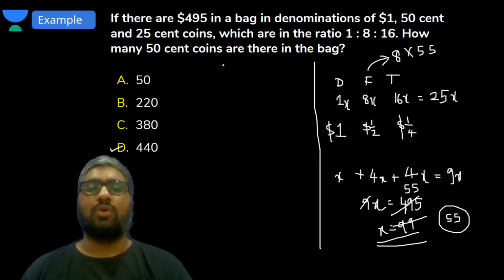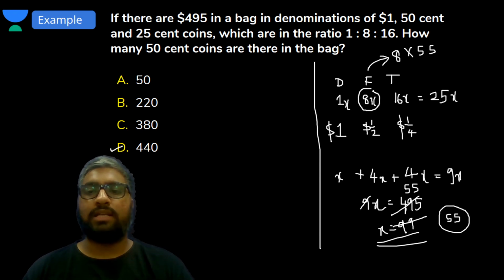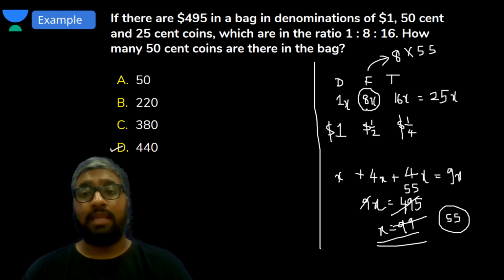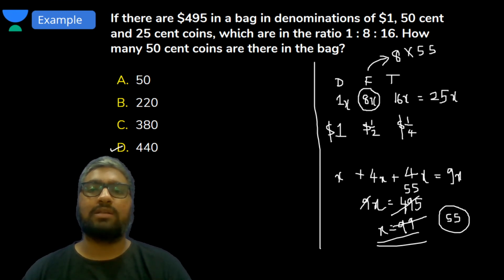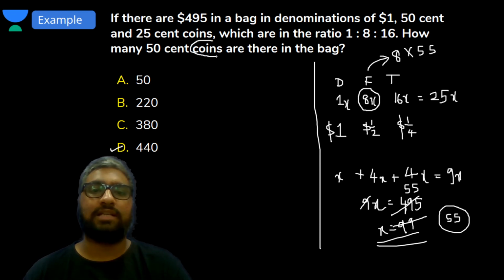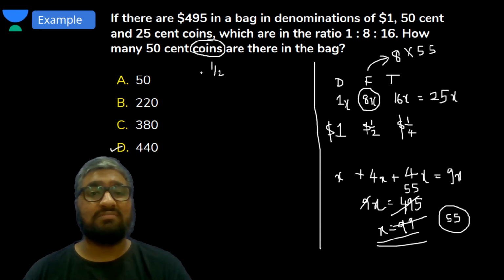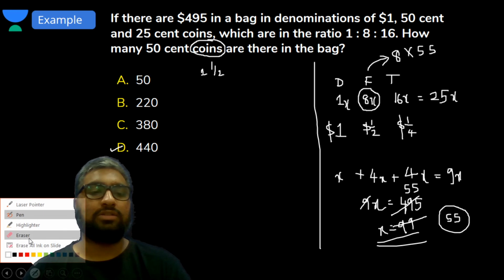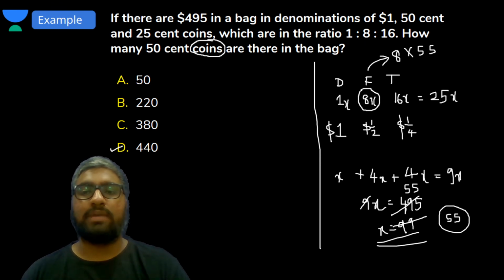To be frank, what you have to notice here is the number of 50-cent coins is going to be 8x, correct? And the value of x here cannot be a decimal. Why? Because the number of coins cannot be a fraction or decimal. I cannot have 1.5 coins, or 1 by 2 coins. It's not possible at all. It has to be an integral value, an integer, which basically means that my answer should be a multiple of 8.